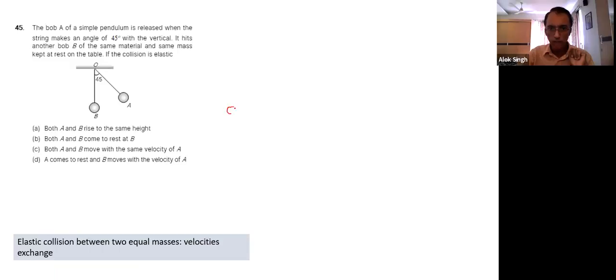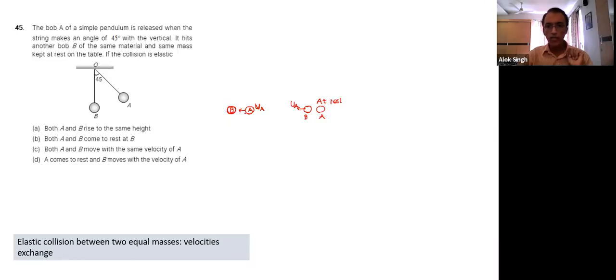So just before collision, it will appear something like this. If this is B, and B is at rest, A is having velocity perpendicular to the string in the horizontal direction. Let's say it has velocity UA. What will happen soon after collision? This is before, and what is the situation after? The velocities will interchange. B will have a velocity equal to UA. And since B was at rest, A will come to rest. Now B will acquire a velocity which is the same as UA.